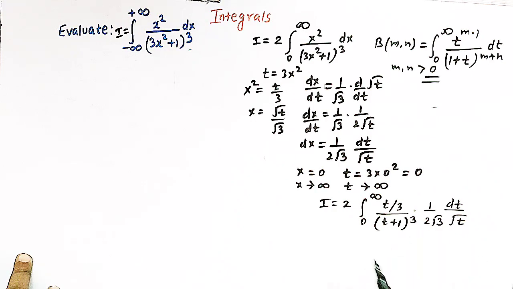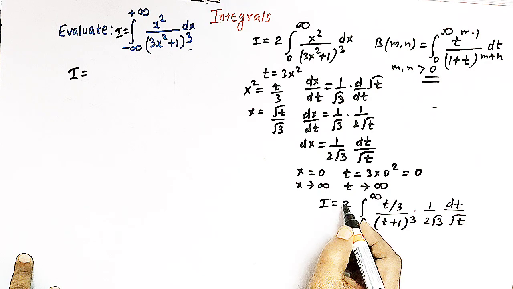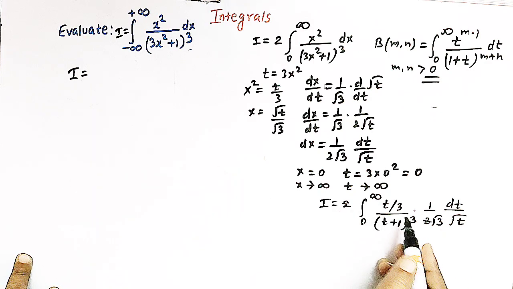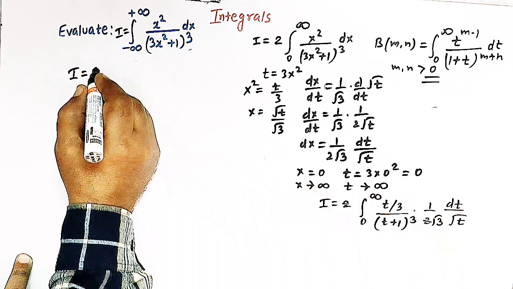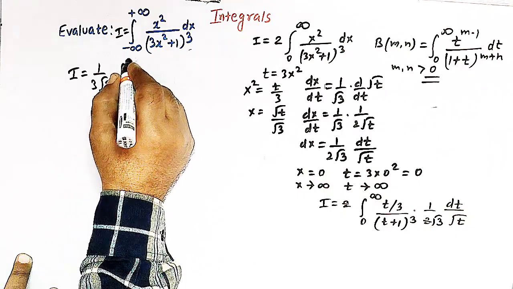So now let us simplify it. So we have I is equal to this 2 and this 2 get cancelled. So we can now write 1 over 3 root 3 outside the integral. So we have 1 over 3 root 3. Then we have 0 to infinity.